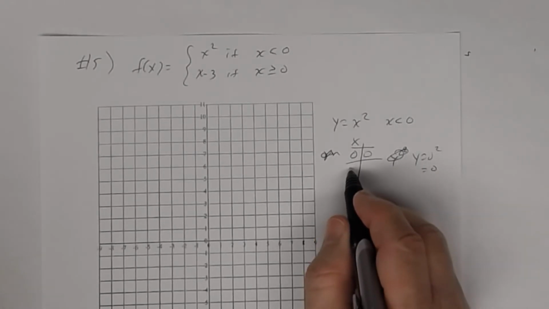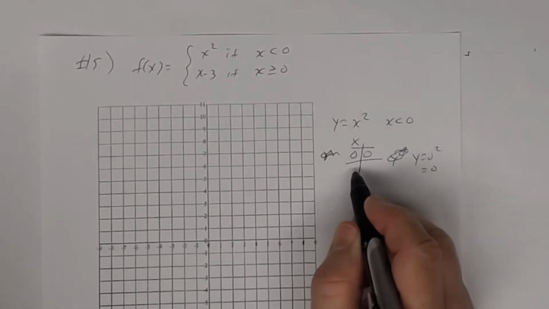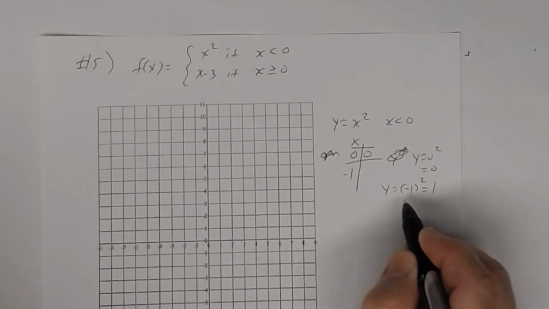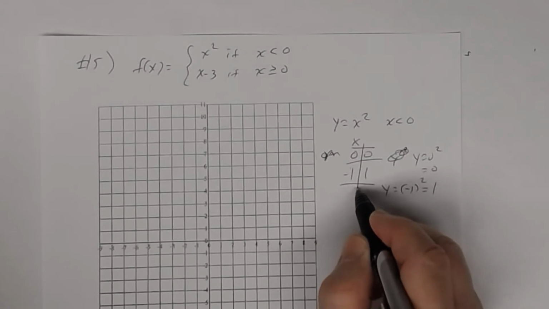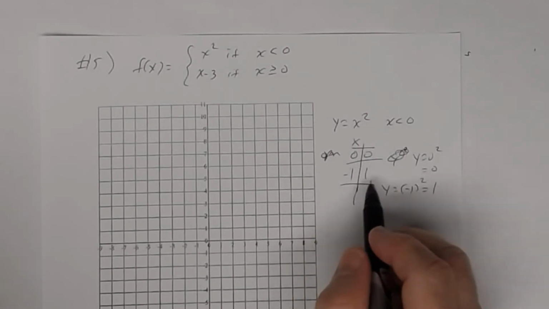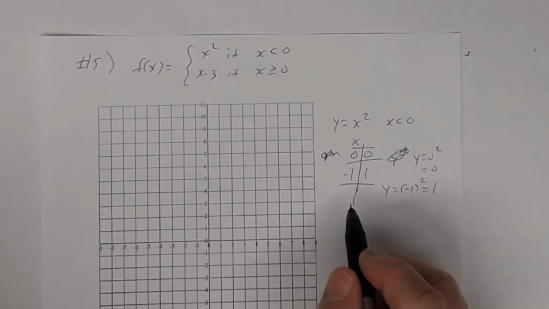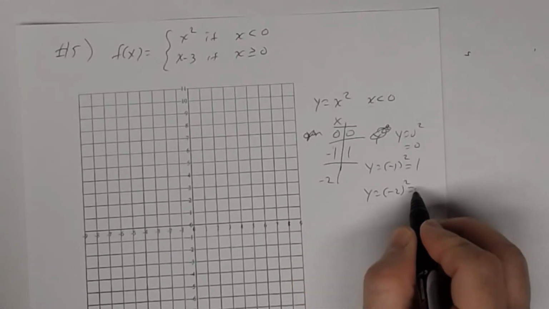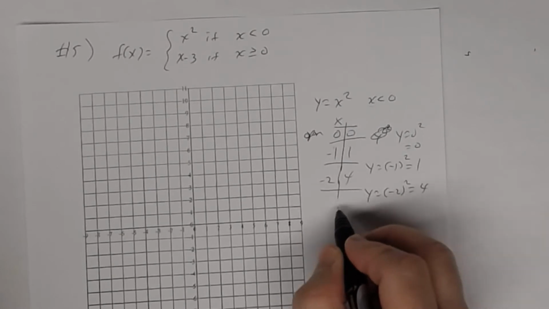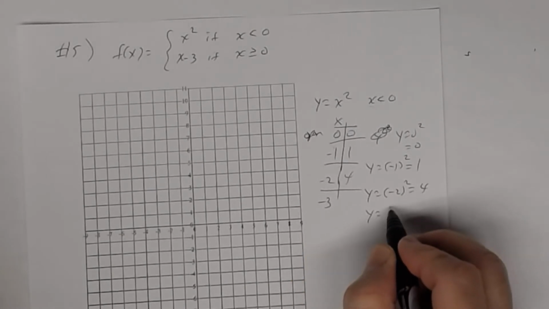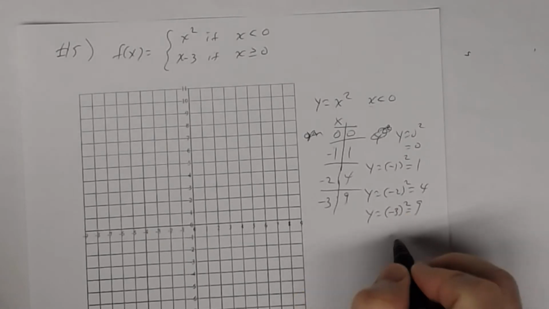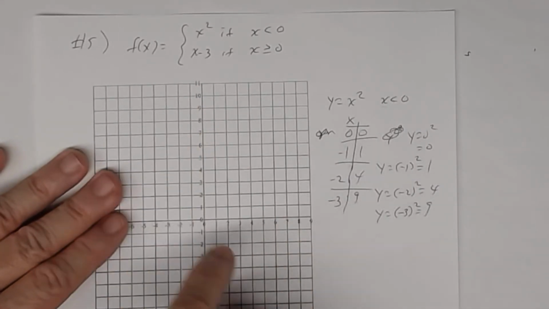And then I've got to use a number less than 0, so if x is negative 1, I get y equals negative 1 squared, which is a positive 1. Now remember, I need a few more points. So if x is negative 2, I get y equals negative 2 squared, which is 4. If x is negative 3, I get y equals negative 3 squared, which is 9. And that's about as far as I can go because it goes up to 11.